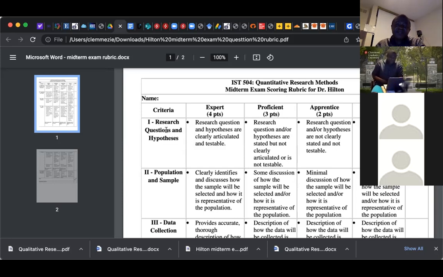First of all, think about the research question and hypothesis. The research questions and hypotheses are clearly articulated and testable. The research question in a positivist study, in a quantitative study, is different from that of a flexible design.